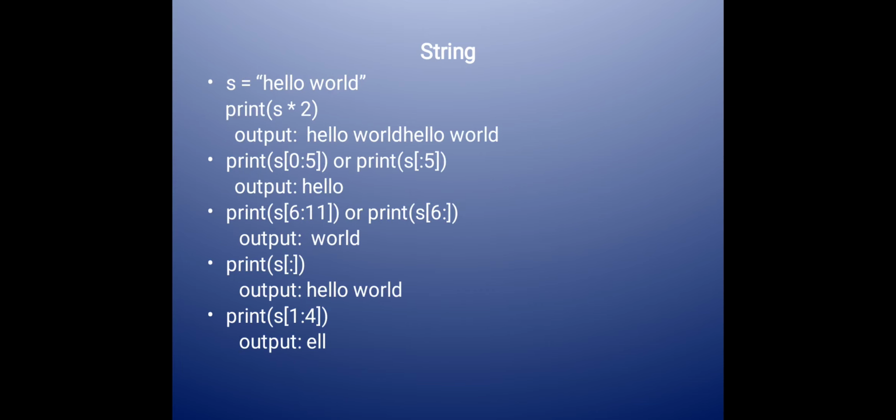Next comes the repetition operator. Here also I have taken the same string hello world, then print s star 2. Then the output will be hello world hello world. That means it will print hello world twice. Instead of 2, if it was 3, the output will be hello world hello world hello world.